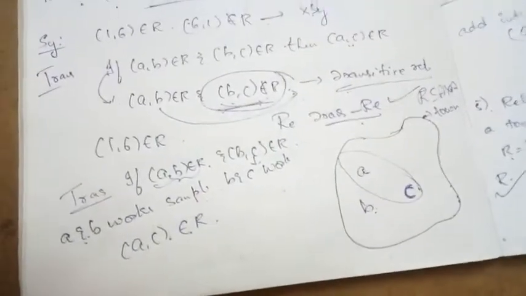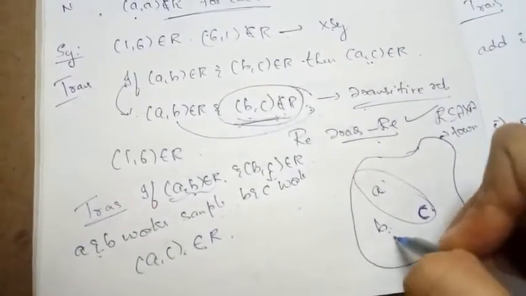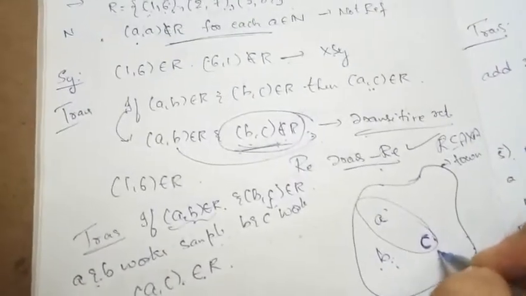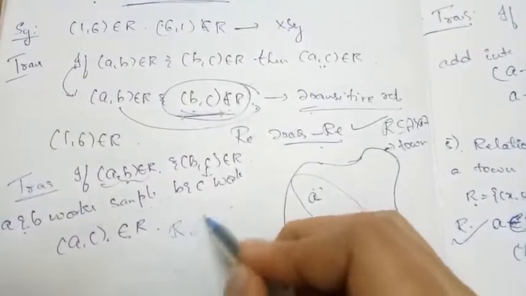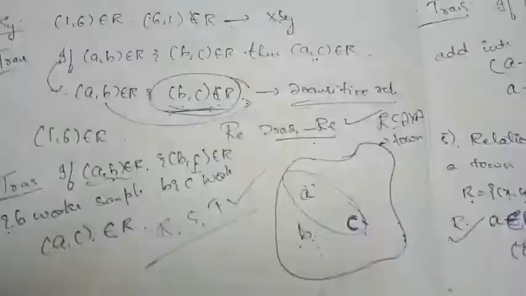You can see that with this example. A comma B working in the same place, B and C also working in the same place means A and C also work in the same place. So it is a transitive relation. So this relation is reflexive, symmetric and transitive.